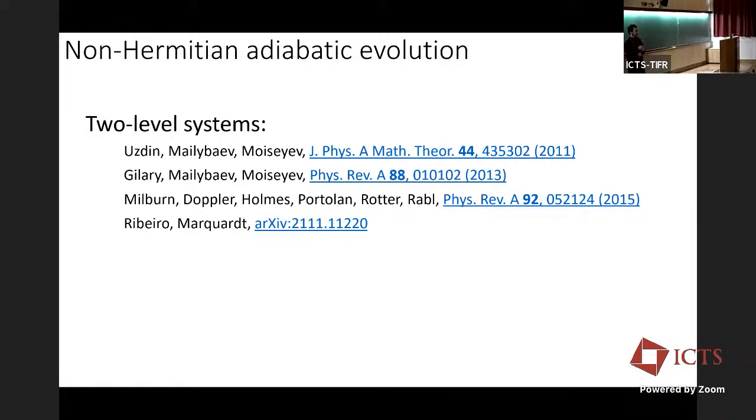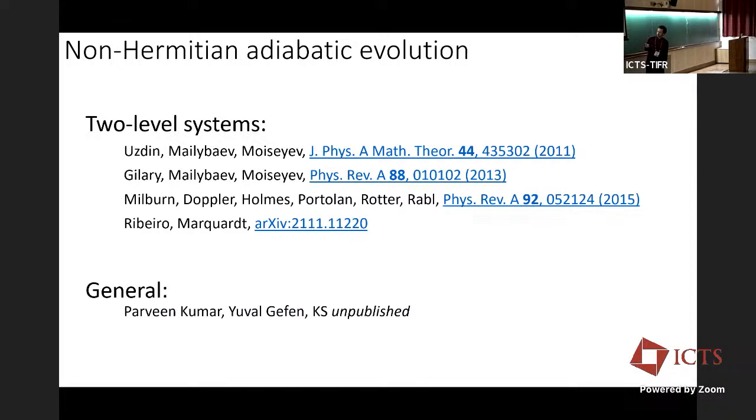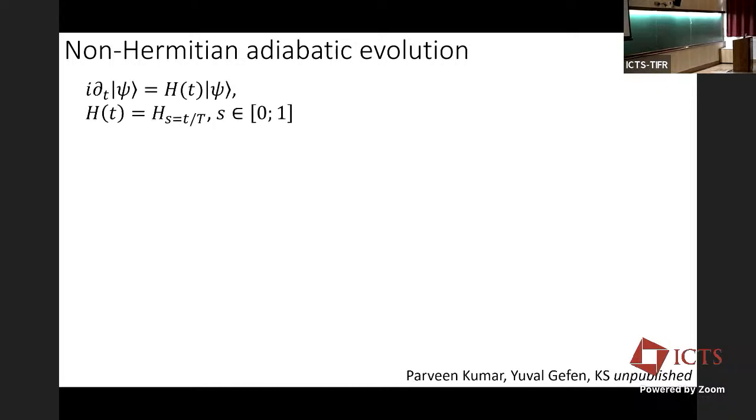Before we understand the exceptions, we'd better think of non-Hermitian adiabatic evolution, what people studied before, multiple theorists using different methods, typically about two-level systems. I will present you the same theory in the way I like it, which is applicable to Hamiltonians of any size. So how does non-Hermitian adiabatic evolution work?